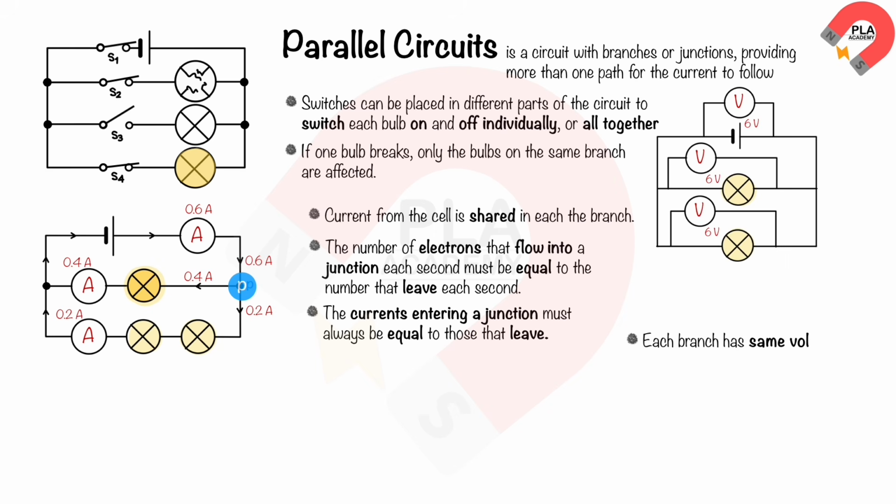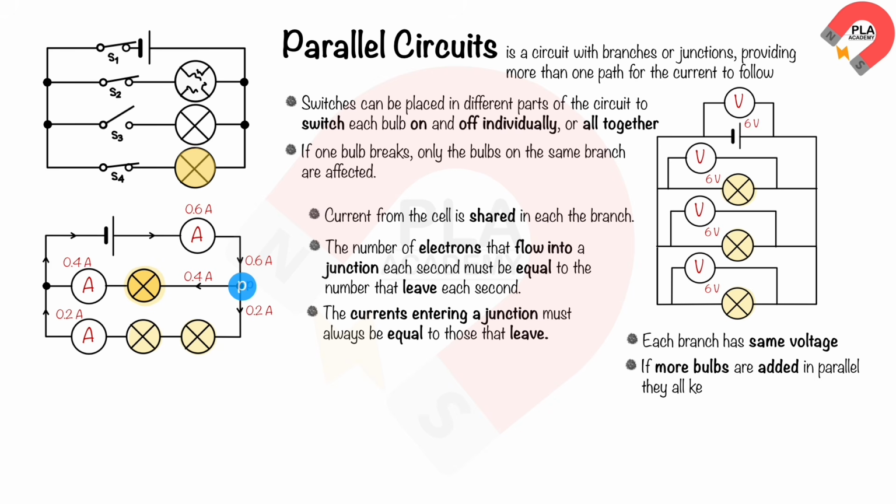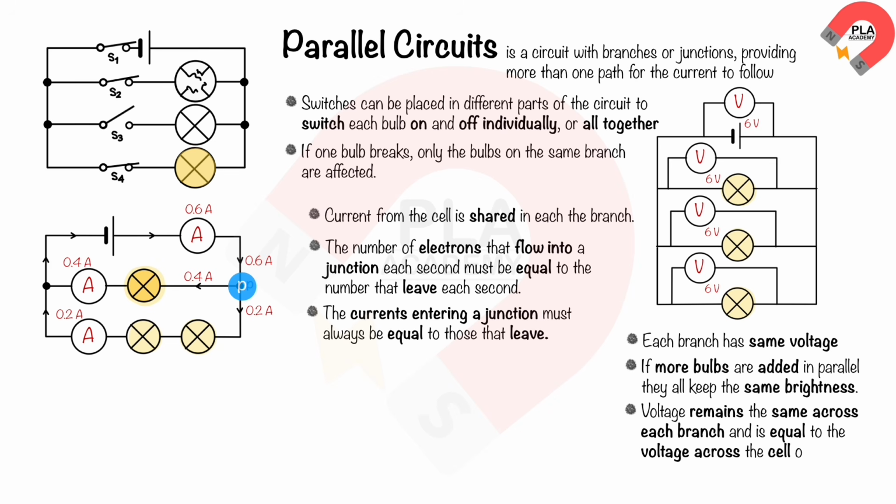Each branch of the circuit receives the same voltage, so if more bulbs are added to a circuit in parallel, they all keep the same brightness. This means that the voltage remains the same across each branch and is equal to the voltage across the cell or battery. The lights in your home are wired in parallel.